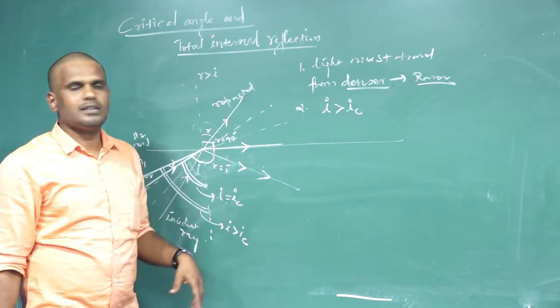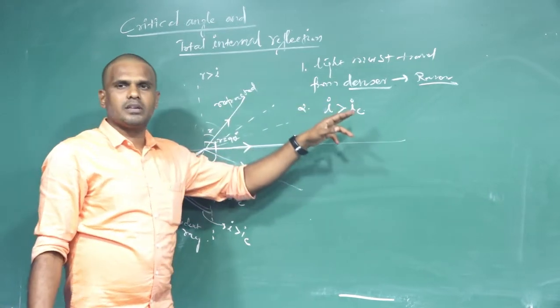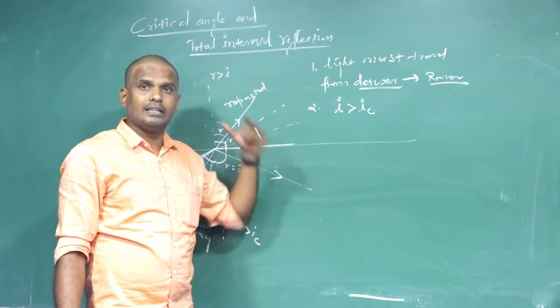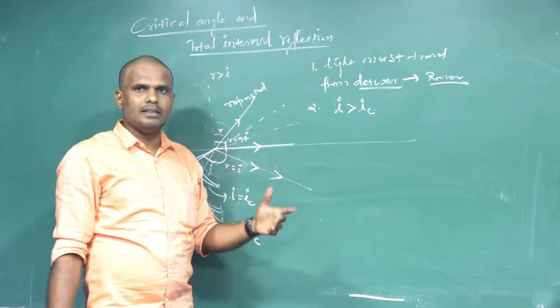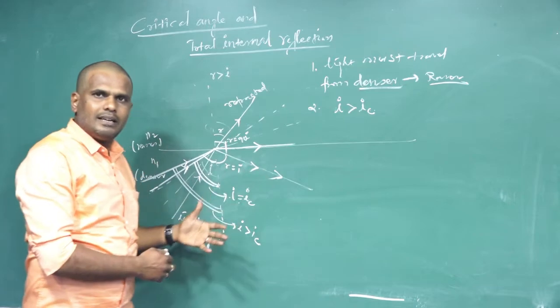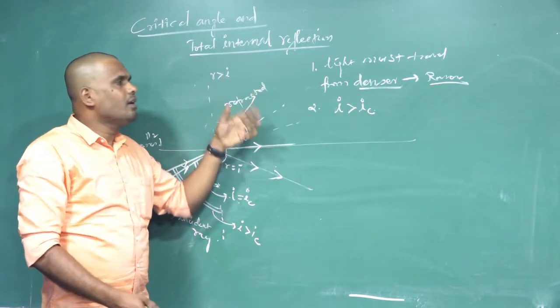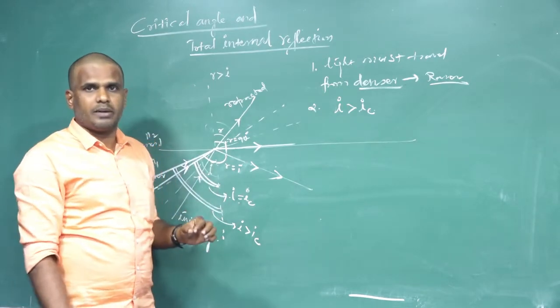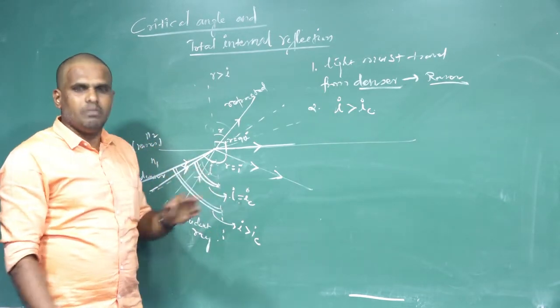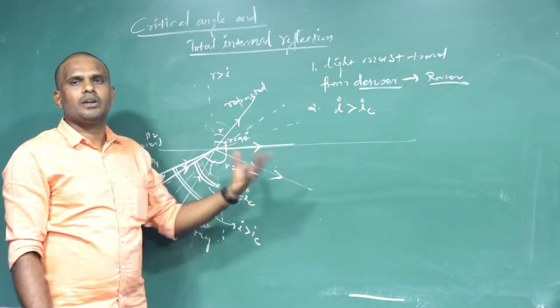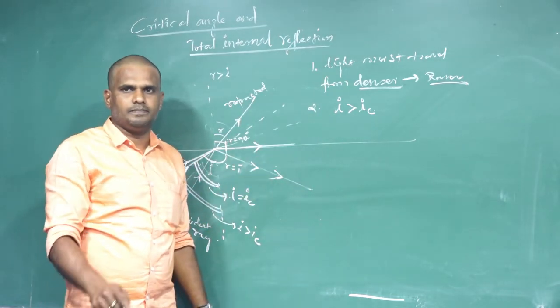So what are the conditions required? Light must travel from denser medium to rarer medium. Second condition is that the angle of incidence of the light in the denser medium must be greater than the critical angle. Where from the light radiation is incident? In the denser medium. Where is it emerging out? In the rarer medium. For total internal reflection to take place, the angle of incidence I must be greater than the critical angle. If this condition is satisfied, then you will get total internal reflection.